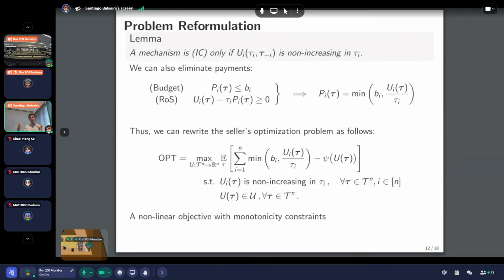Now, if you look at this problem closely, you're going to find out that this is a problem with a monotonicity constraint. Now, monotonicity constraints are pervasive in mechanism design, for example, in Myerson's problem, or also in information design. Now, the difference here is that we have a non-linear objective, so we cannot use the standard techniques that we use in other problems, so we need to provide a new approach to tackle this sort of problem.